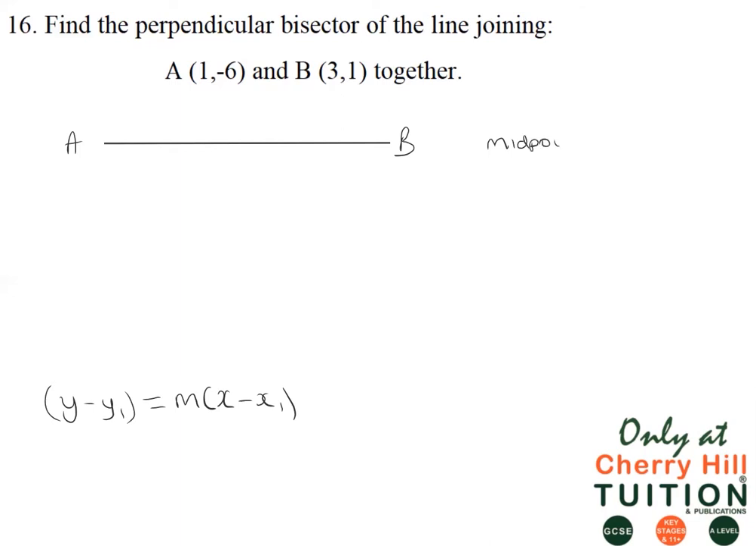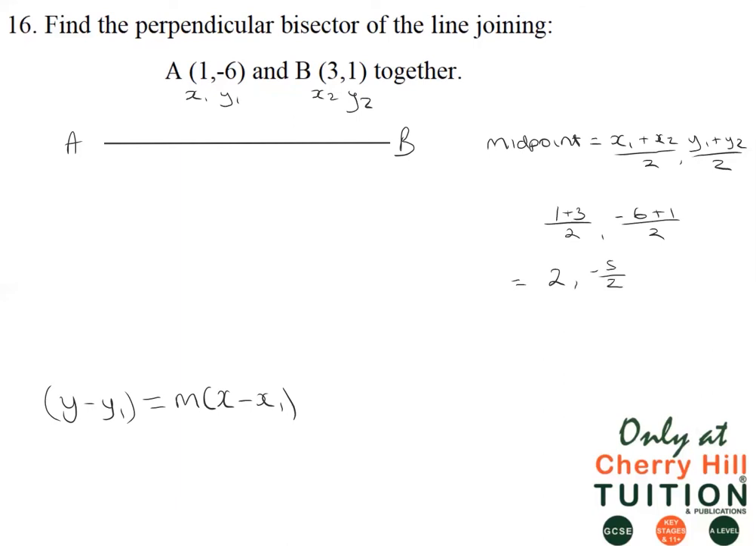So the midpoint is x1 plus x2 over 2, and then y1 plus y2 over 2. And now we just plug our values in. So we add the x's together, 1 plus 3 over 2, and we add the y's together, minus 6 plus 1 over 2. And this gives us 1 plus 3, which is 4, divided by 2 is 2. Minus 6 plus 1 is minus 5, and then we have minus 5 over 2. So that's a point on our perpendicular bisector.